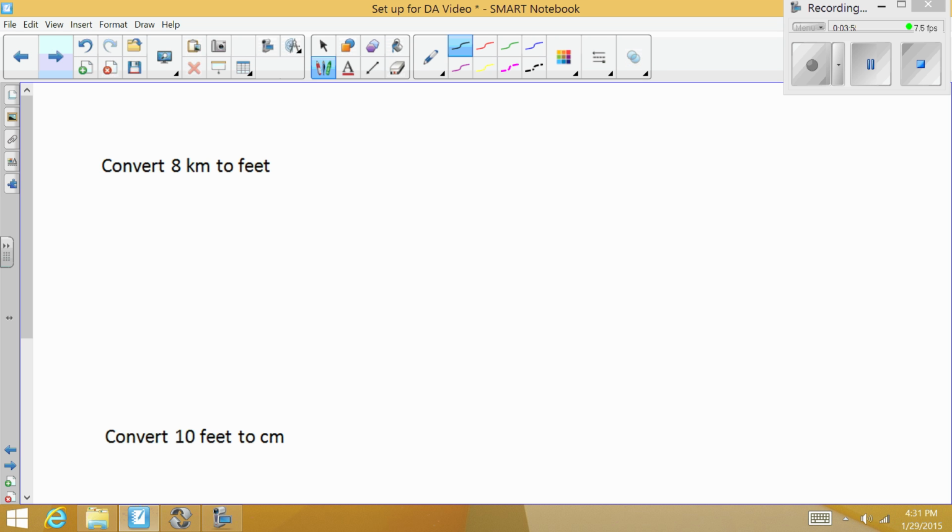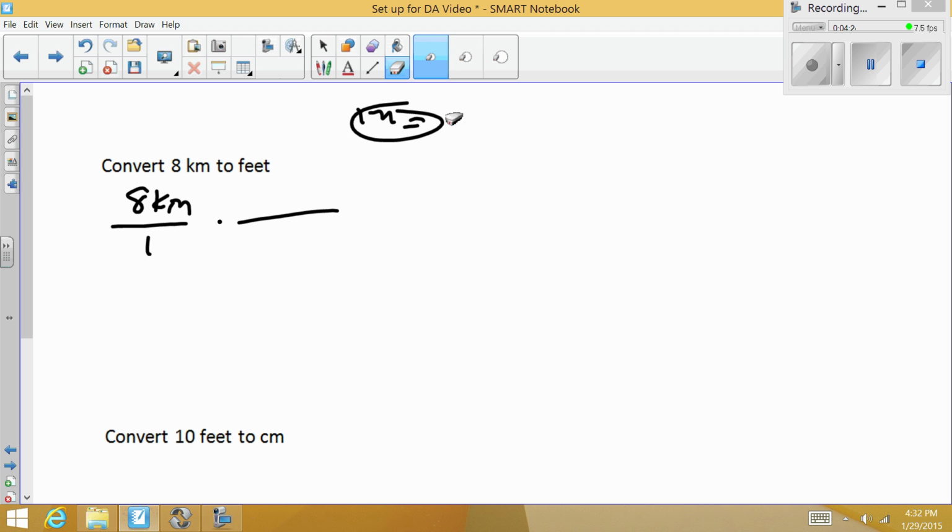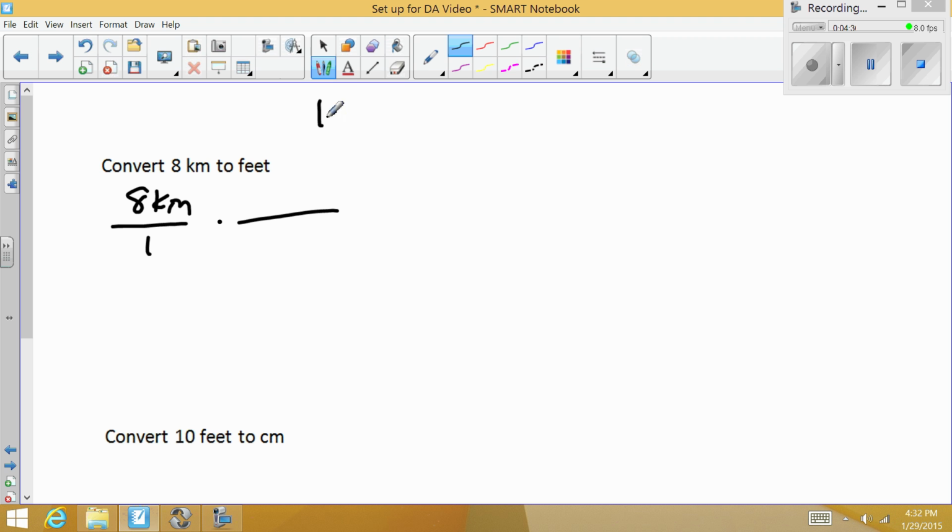Let's do a couple more of these. If we want to convert 8 kilometers to feet, I'm going to start with 8 kilometers. I'm going to write this over 1. That just helps me line things up. And then I'll look at a conversion sheet. On my conversion sheet, I see that 1 mile is the same as, write that a little more nicely there. Okay, 1 mile. By the way, MI is mile. Just a plain M is meters.